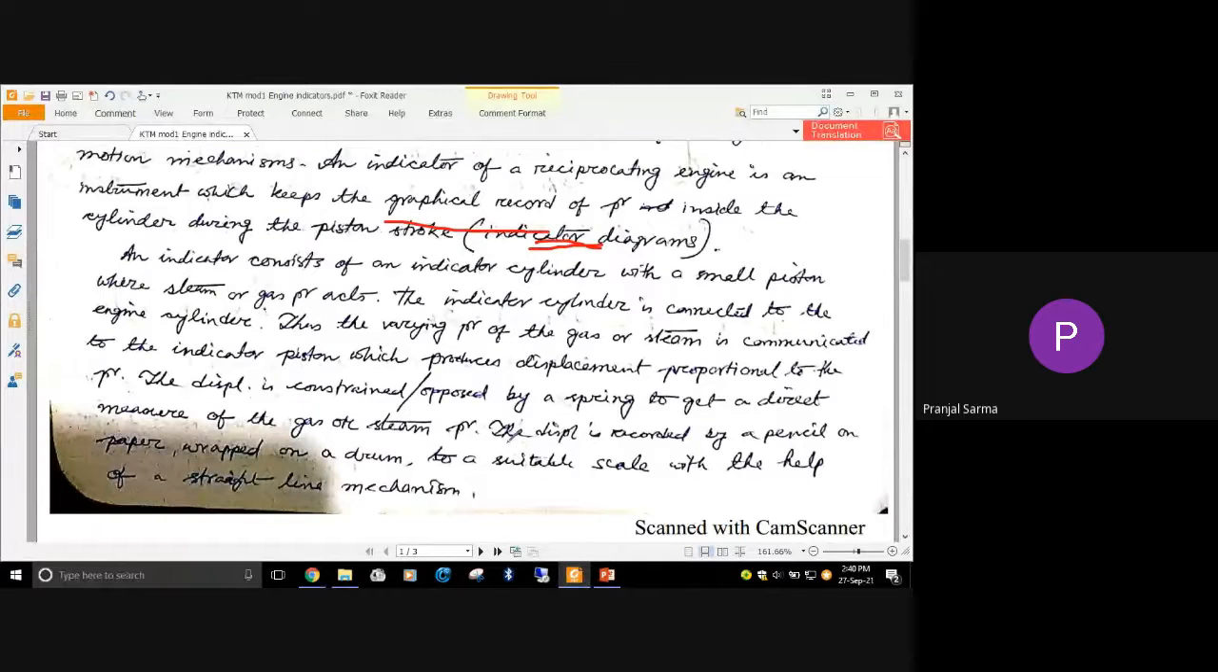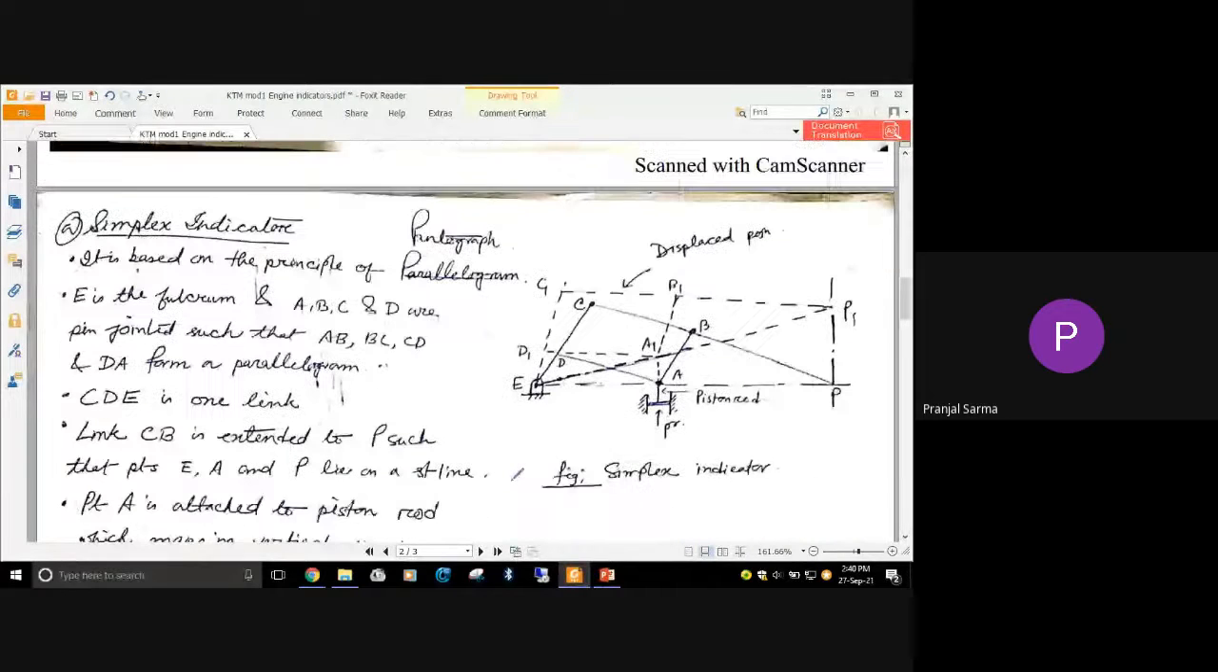That means if this much is the displacement, then we know that the corresponding pressure required is this much. So directly, automatically, we get an indication of the pressure. So these notes I can provide. Here you can see how the simplex indicator is working.